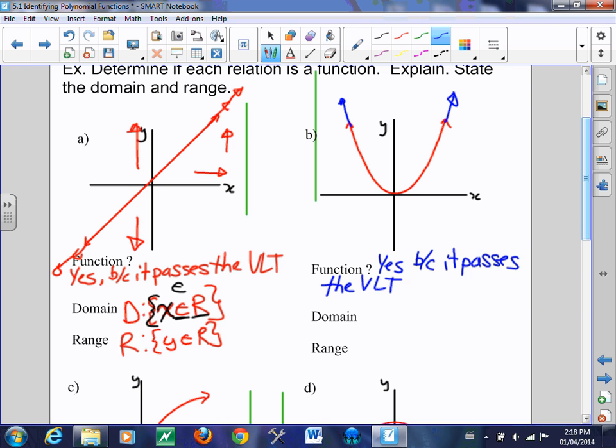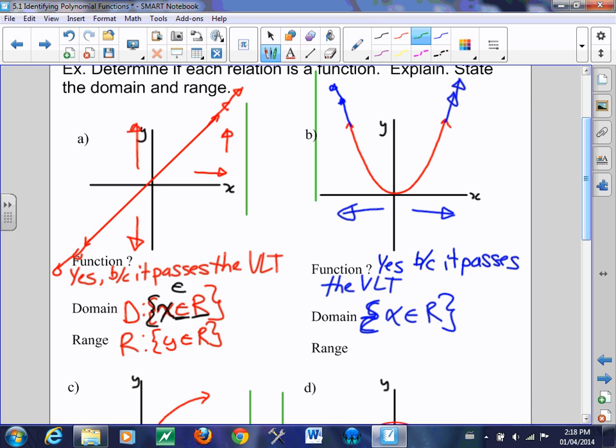The domain. So how far left can I go and how far right can I go? Well, as this keeps growing, it keeps going from negative infinity to positive infinity. So what does that tell us? That x belongs to a set of real numbers. That means there's no restrictions.